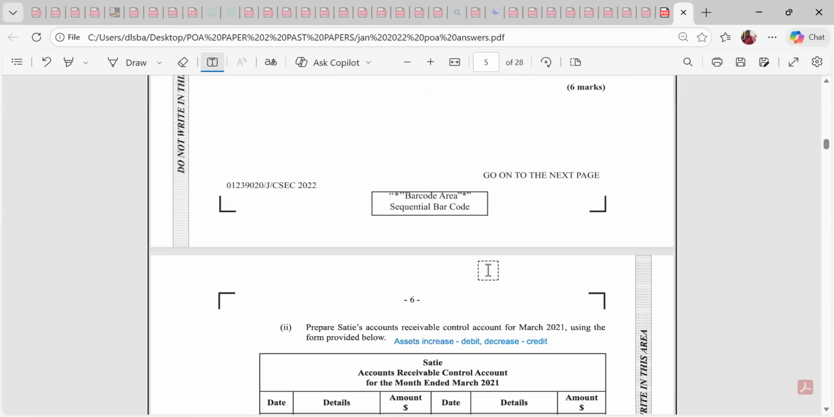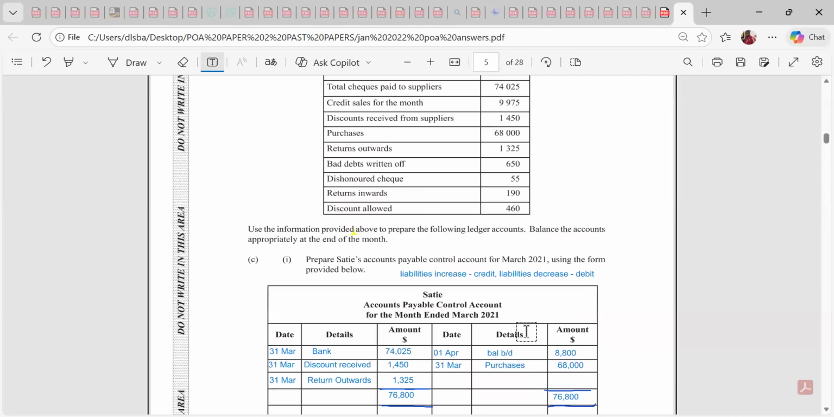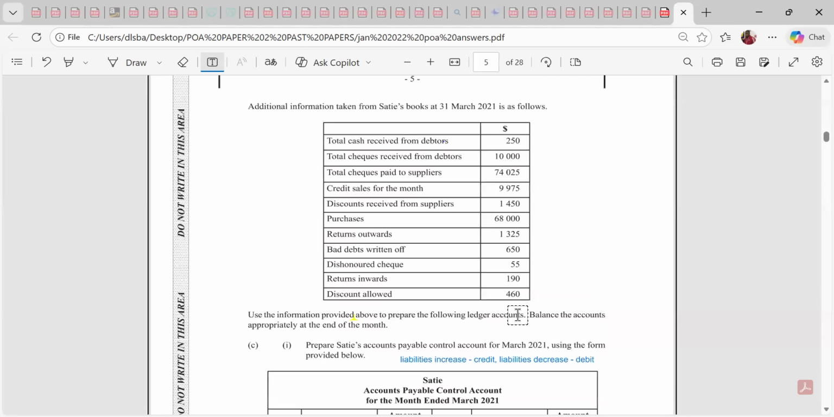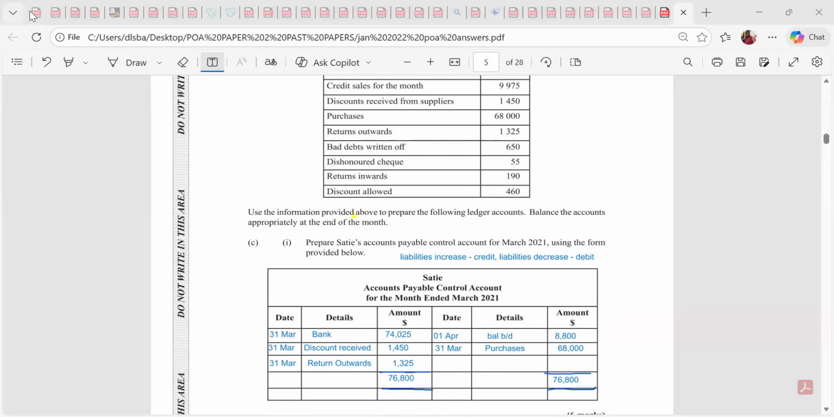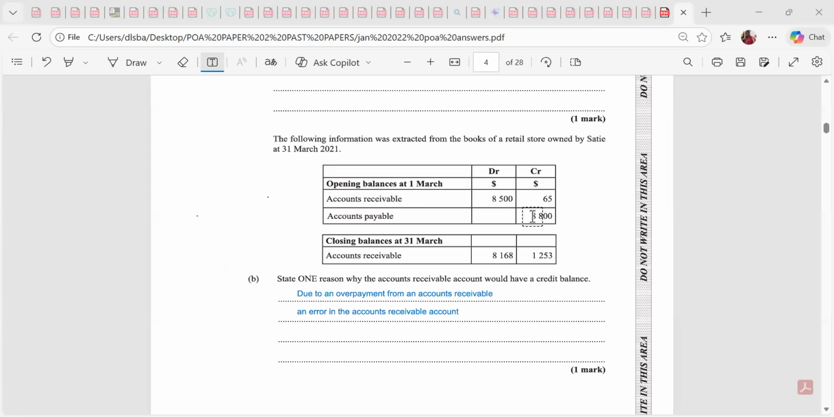So the first thing I put in here in the payables control account was my balance brought down of 8,800. 1st of April, balance brought down 8,800 on the credit side. Very first thing I put in. So I start with my balance brought down of 8,800. Do not leave out your balance brought downs. Please, please.